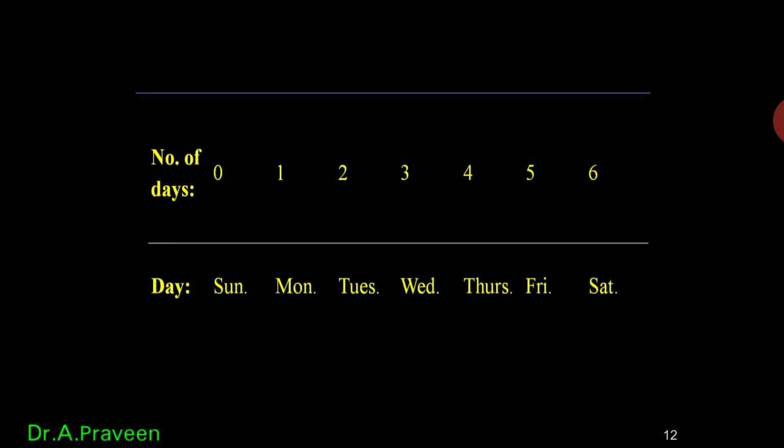Here is a table which we have to remember. If the number of days is 0, then it corresponds to Sunday. If the number of days is 1, it corresponds to Monday. If it is 2, it is Tuesday, and so on.